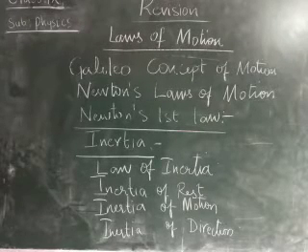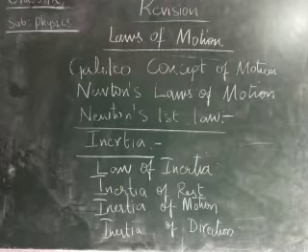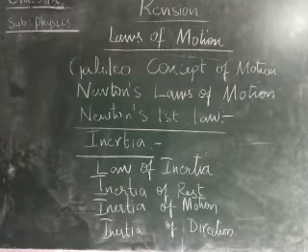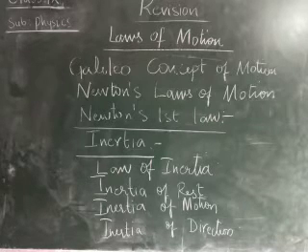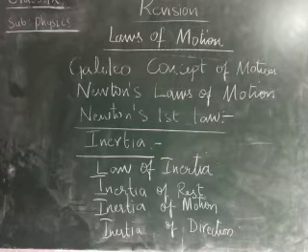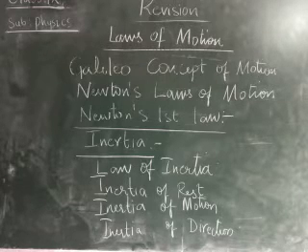Here we learn about what inertia of rest is. It is the resistance of a body to change its state of rest to motion. We can define it as the tendency of a body which is in the state of rest to continue to be in the same state until some external force acts upon it. The resistance of a body to change its state of rest to motion is called the inertia of rest.